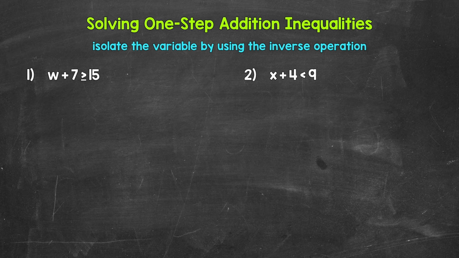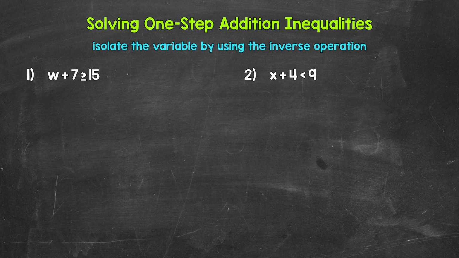Now, when we solve inequalities, we want to isolate the variable, get it by itself on one side of the inequality. We do that by using inverse operations. So this is very similar to when we solve equations. One thing we need to be aware of, though, when it comes to inequalities, we flip the inequality symbol when multiplying or dividing both sides by a negative. And we will talk more about this later in the video.